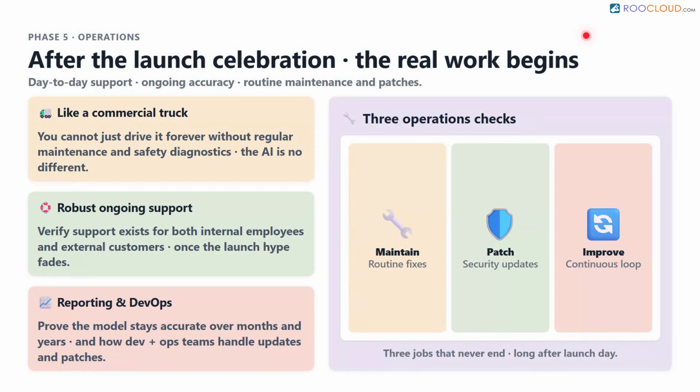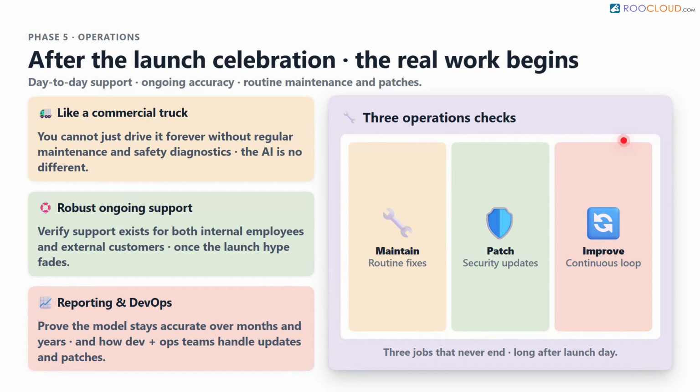After the launch celebration ends, you must evaluate the ongoing day-to-day support. Implementing an intelligent agent is like buying a high-performance commercial truck. You cannot just drive it forever without regular maintenance and safety diagnostics. You must verify that robust support exists for both internal employees and external customers. You evaluate reporting measures, meaning you prove that the model stays accurate over months and years, even as entirely new data is introduced. Furthermore, you investigate how the operations and development teams work together to continually improve the system and how they handle routine updates and security patches.